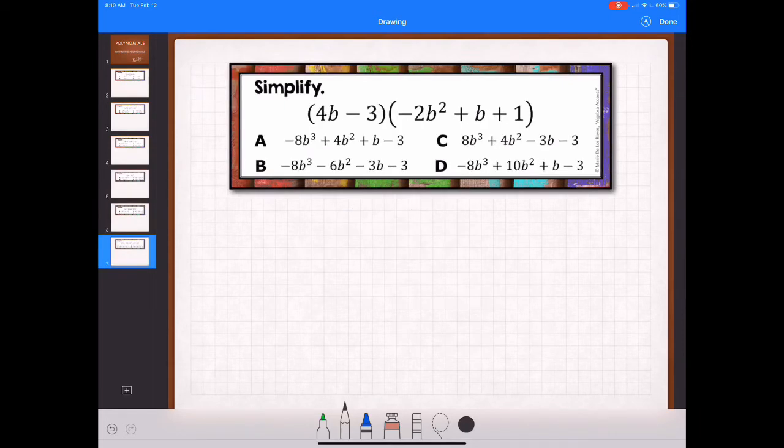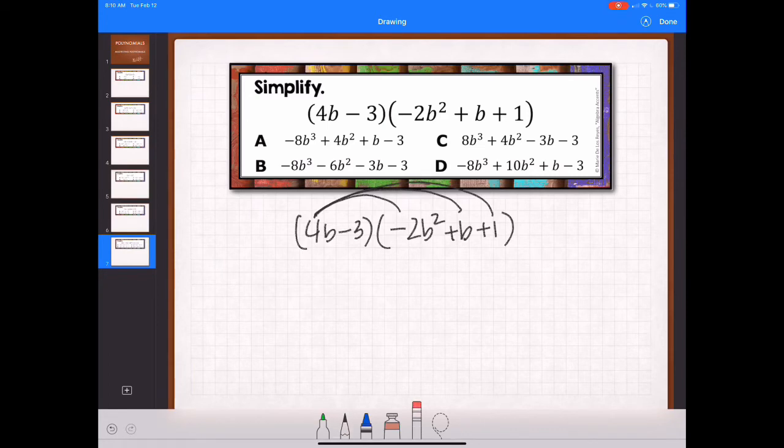Okay, last one. This is a binomial times a trinomial because it is 2 terms in this first parentheses times 3 terms in the second set of parentheses. So watch how you distribute this. You're going to go in 3 times like that. So 4 times negative 2 is negative 8. B times b squared is going to give you b cubed. 4b times b is positive 4b squared. 4b times 1 is positive 4b.